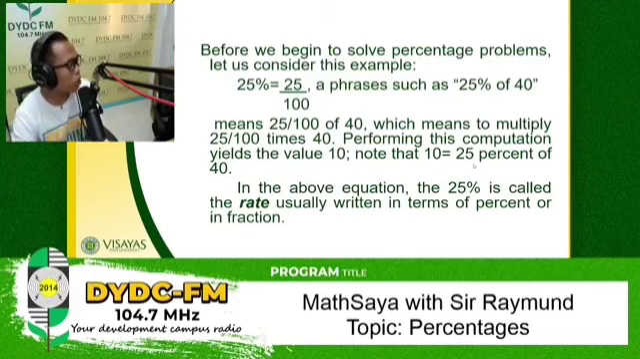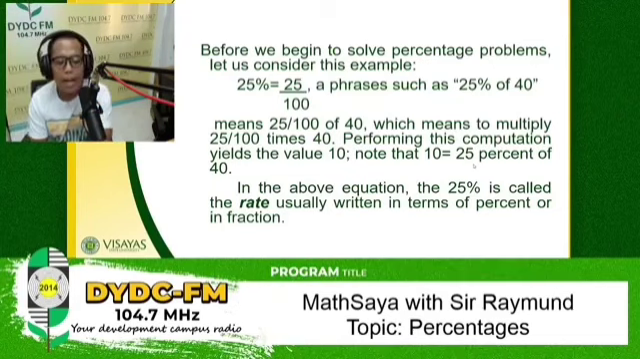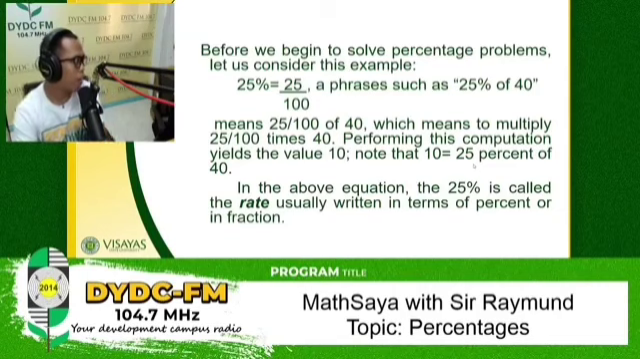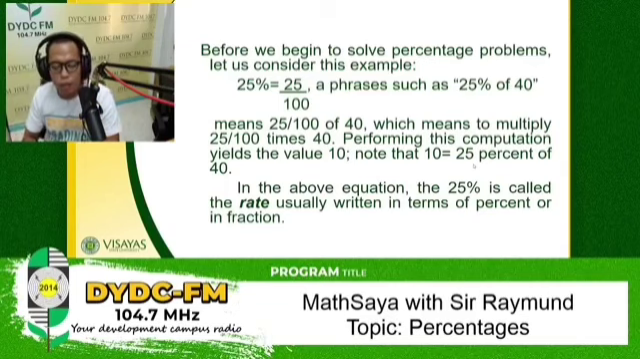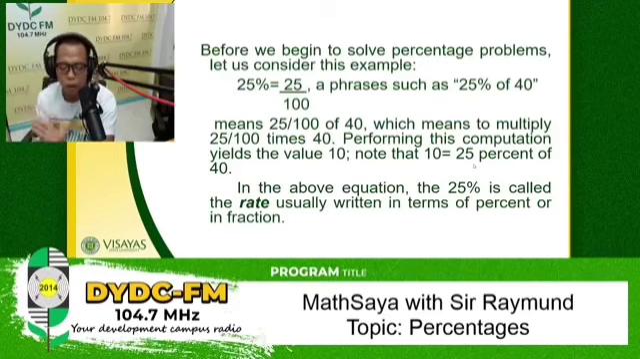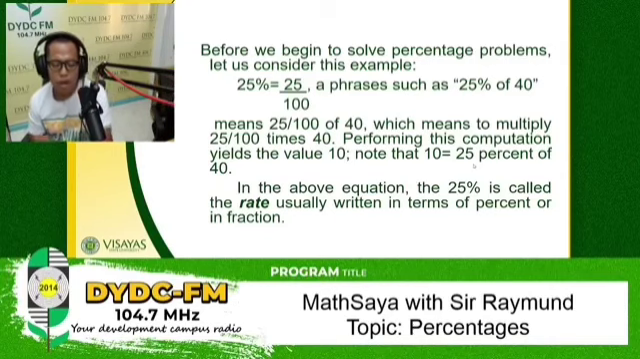A phrase such as 25% of 40, meaning pila man ang 25% ni 40. Alright? So it means 25 over 100 of 40, which means to multiply 25 over 100 times 40. Performing this computation yields the value of 10. Okay? So note that 10 is 25% of 40. You can also do 25 divided by 100 times 40 or 25 times 40 divided by 100. Both ways can give you the same answer. So 25 times 40 divided by 100 is equal to 10.